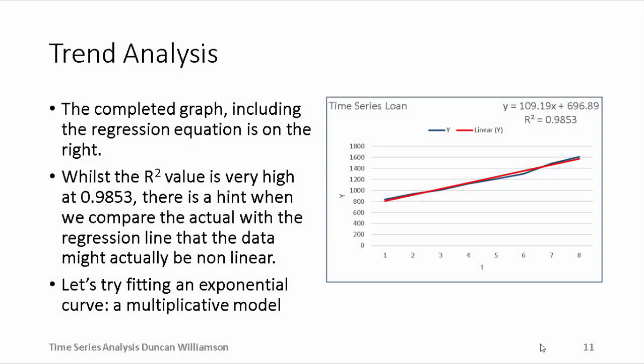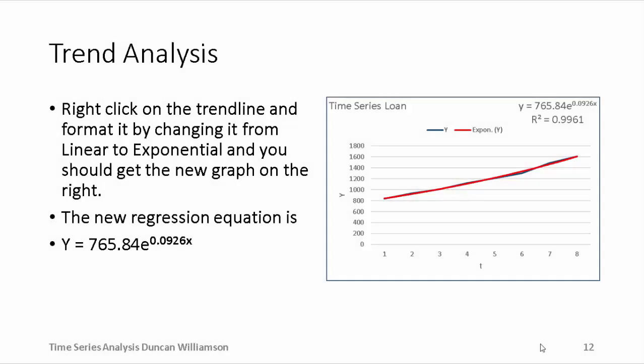The completed graph, including the regression equation, is on the right, and whilst the R-squared value is very high at 0.9853, there's a hint, when we compare the actual with the regression line, that the data might actually be non-linear. Let's try fitting an exponential curve then, a multiplicative model. Right-click on the trend line and format it by changing it from linear to exponential, and you should get the new graph on the right.